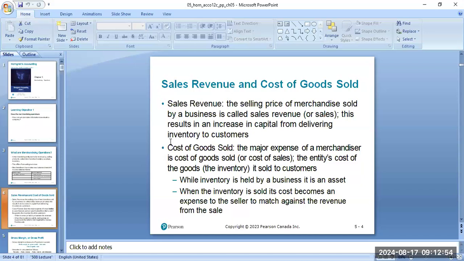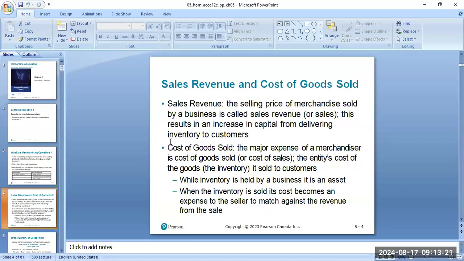Sales revenue is the selling price of the merchandise sold by the business. That's why it's called sales revenue. Again, this results in an increase of the capital from delivering inventory to the customer. Every time we give inventory to the customers, we increase the wealth of the owner, or equity, or capital.